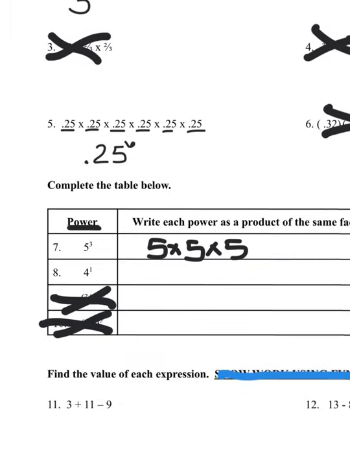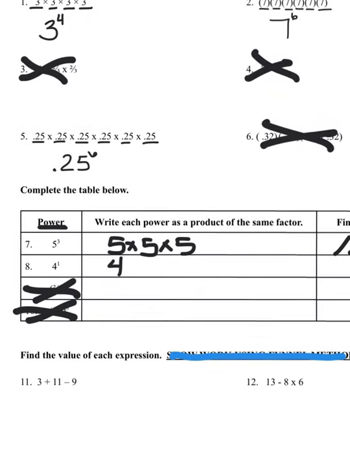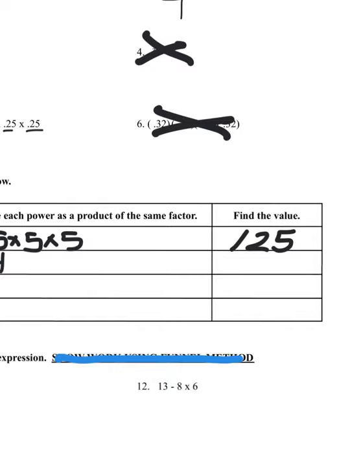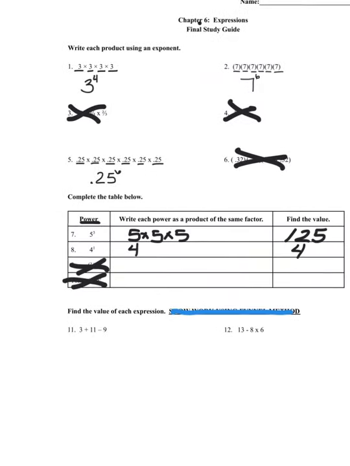Number 8, it says 4 to the 1st power. That's telling us we only have 1 4. It's not multiplied by anything because we only have 1. So that means 4 to the 1 power is going to be 4. We don't have to do 9 or 10, so we're going to skip those.